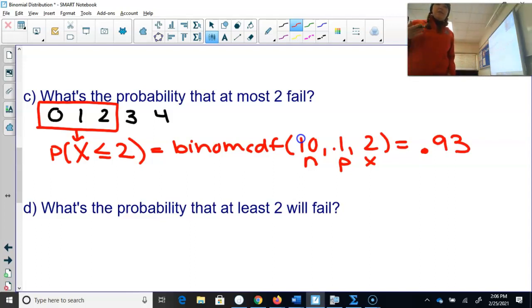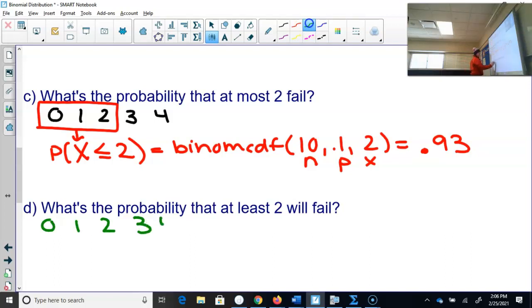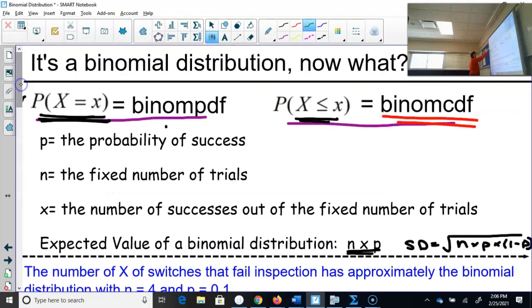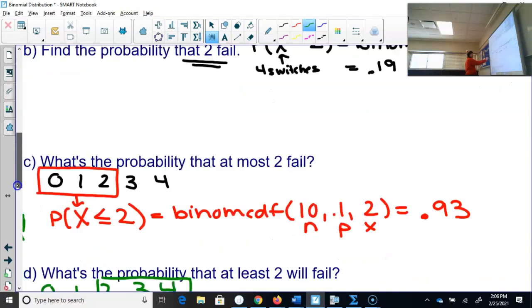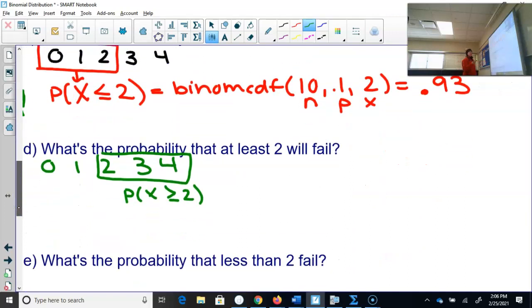Let's move on to the next one. What's the probability that at least 2 will fail? Here's where we're going to get a little bit more difficult, ladies and gentlemen. 0, 1, 2, 3, and 4. At least 2 will fail is 2, 3, or 4. Okay? And when I write that as a statement, that's the probability that x is greater than or equal to 2. Well, if I look at my CDF, ladies and gentlemen, if I look at my statements up here, the CDF only works for a less than or equal to. So when we have a greater than or equal to, we have to use what's called the complement rule.